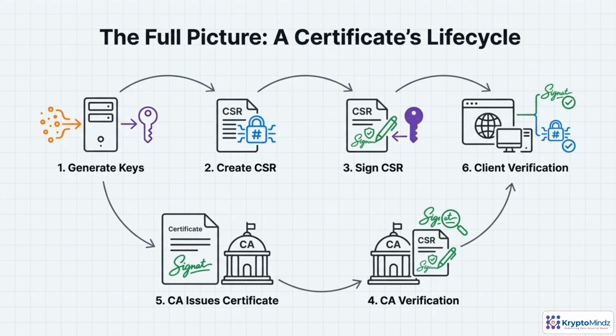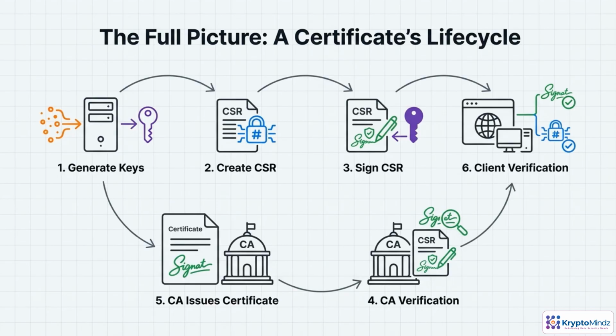Second, you decide you need a certificate. You generate your own key pair using secure randomness. You keep your private key secret. Third, you submit a certificate signing request, a CSR, to the CA. This request contains your public key and information about you.